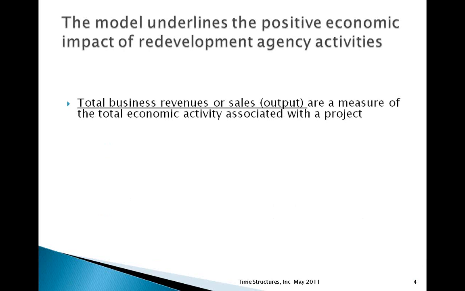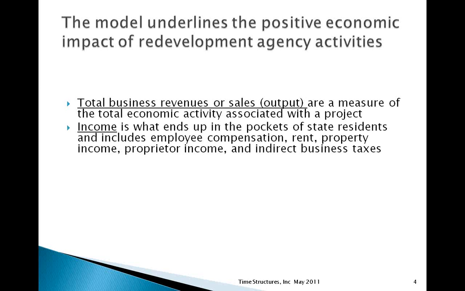Okay, total business revenues. These are actually gross sales, and they're only gross sales by businesses located in California. This is called output, and it's really a measure of the total economic activity associated with a project. Income is what you end up with: take business revenues and you subtract your purchases from suppliers, some of them in-state, some of them out-of-state, and what's left over is income. That includes wages, rent, property income, proprietor income, and some what's called indirect business taxes.